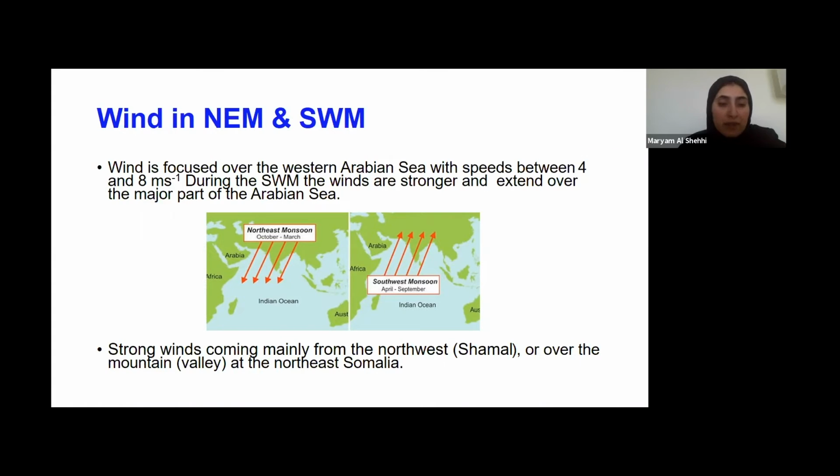The wind in the northeast monsoon is more focused on the western Arabian Sea, and the wind speed is between 4 and 8 meters per second. But in the southwest monsoon, the winds are stronger and extend over the major part of the Arabian Sea, as you can see here. In addition to the southwest and northeast monsoon winds, there are also strong winds coming from the northwest here, called Shamal winds. They are stronger in the summer than in the winter.